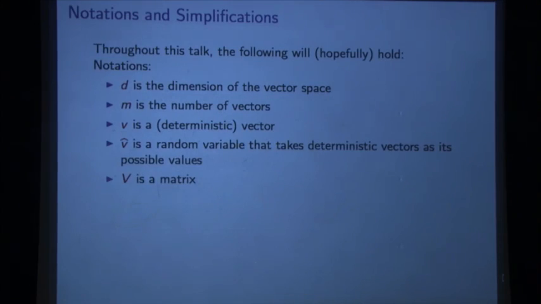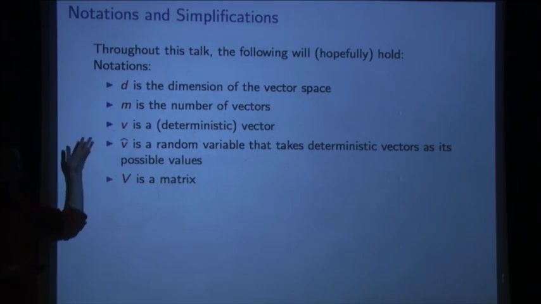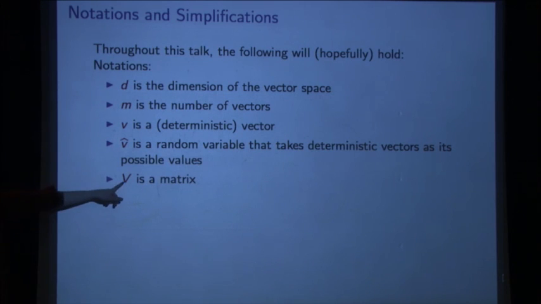Okay, so notations and simplifications. Throughout most of this talk, all of these things will hold. D is always going to be the dimension of our vector space. M is going to be the number of vectors. V without a hat is going to be a deterministic vector. V with a hat is going to be a random variable that takes these deterministic vectors as its possibilities. And capital V's are going to be matrices.